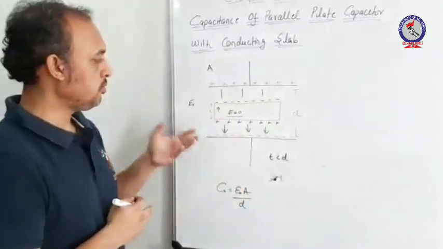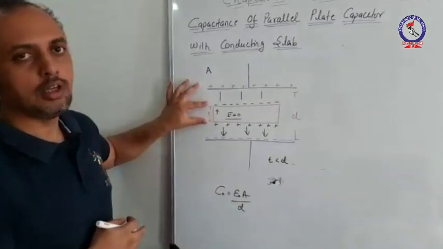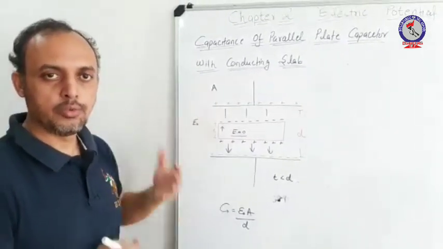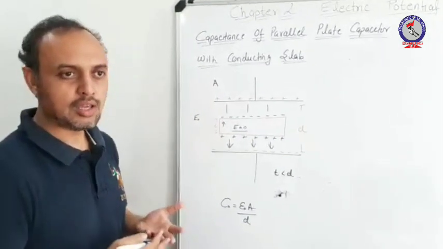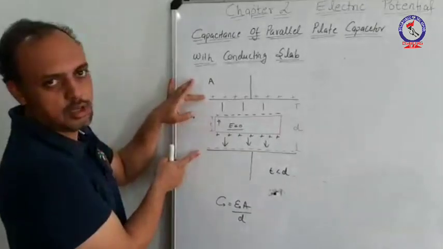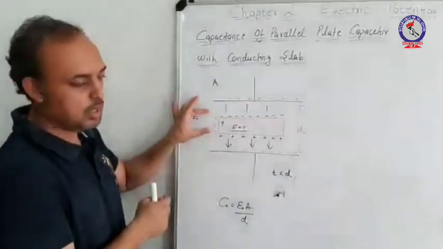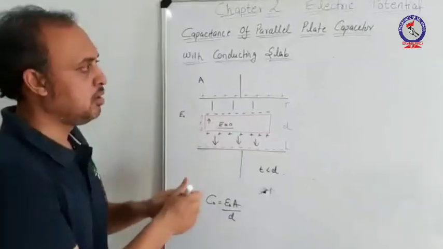Hence, we can observe that the field in this T region has been reduced to zero. Therefore, the field now only exists over this D minus T region. The remaining region, excluding the value T, is the D minus T region.